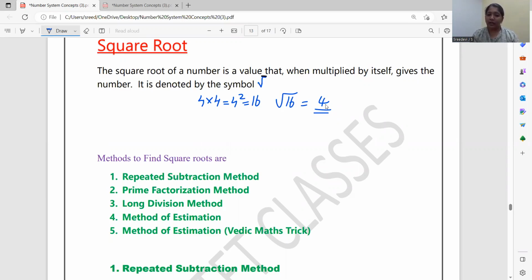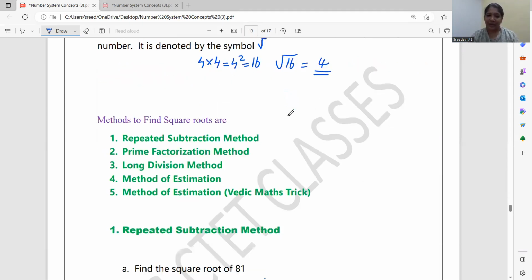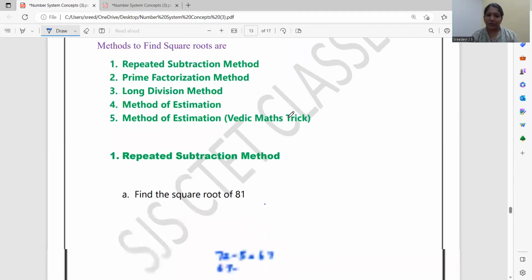But here, when you write the number inside this radical sign, this symbol is known as the radical sign, so we will get the positive answer only. We will express positive values as the answer only when the number is inside the radical sign. So which are the methods to find out square root?